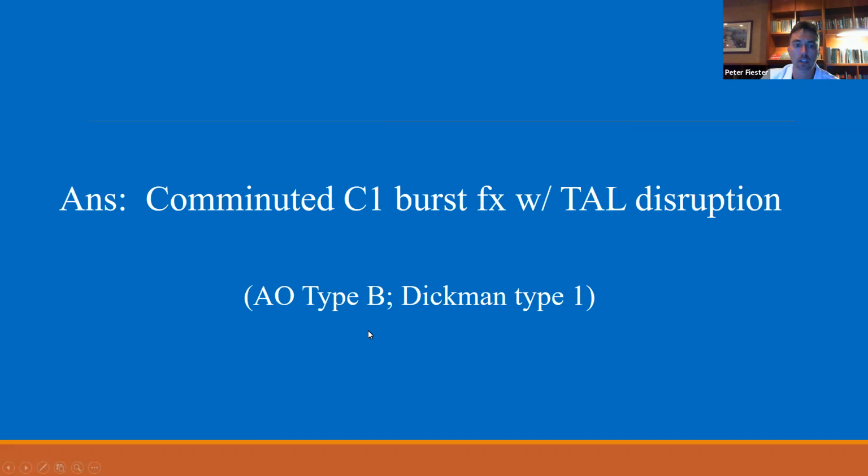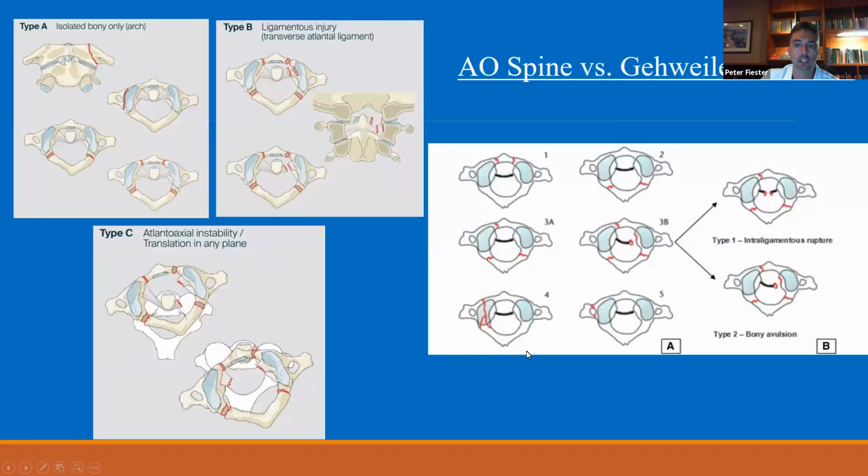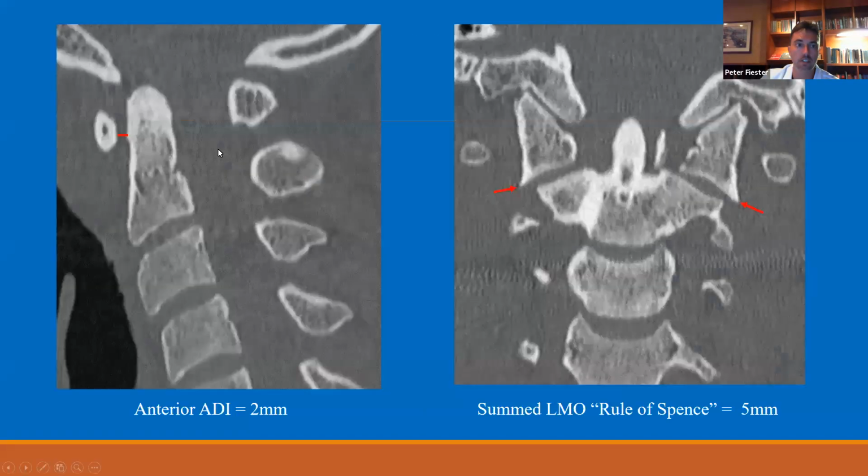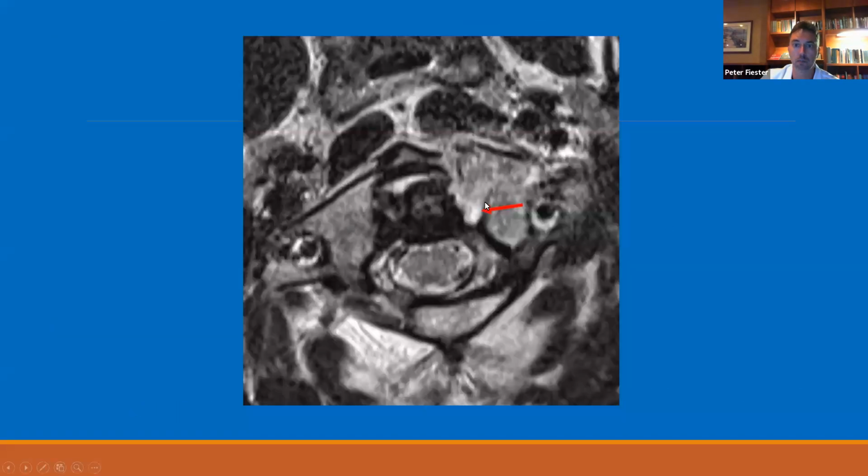And I included the AO type B, Dickman type 1 criteria here that I know some of you probably use. So I think it's unusual that the CT is kind of normal, but the transverse atlantal ligament is torn here pretty clearly.